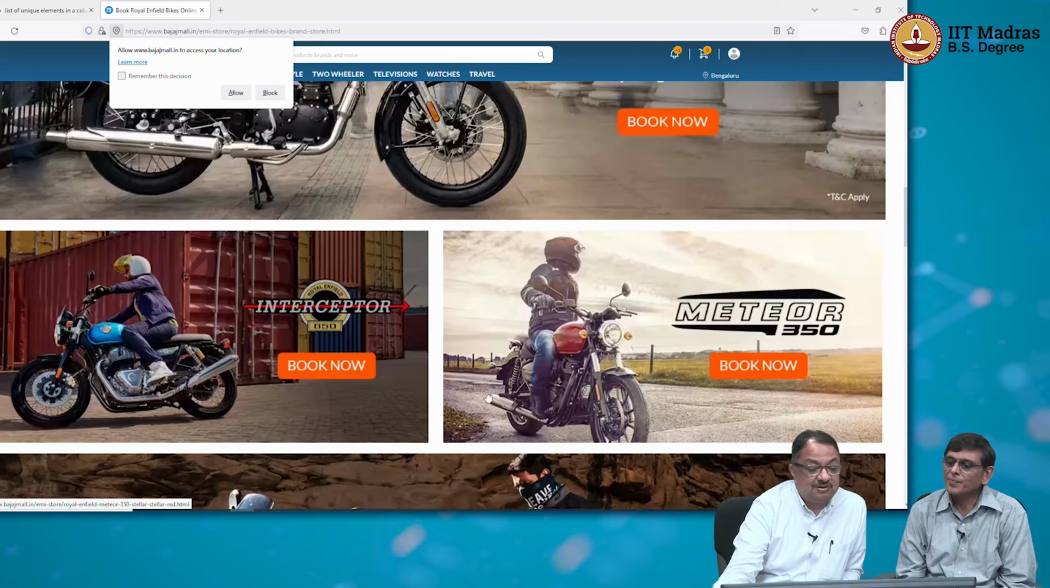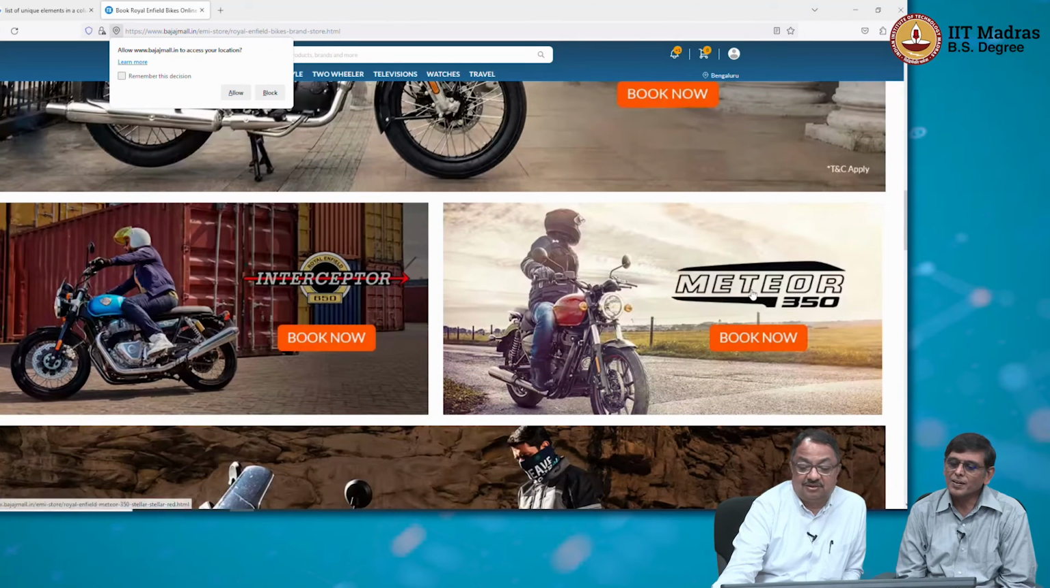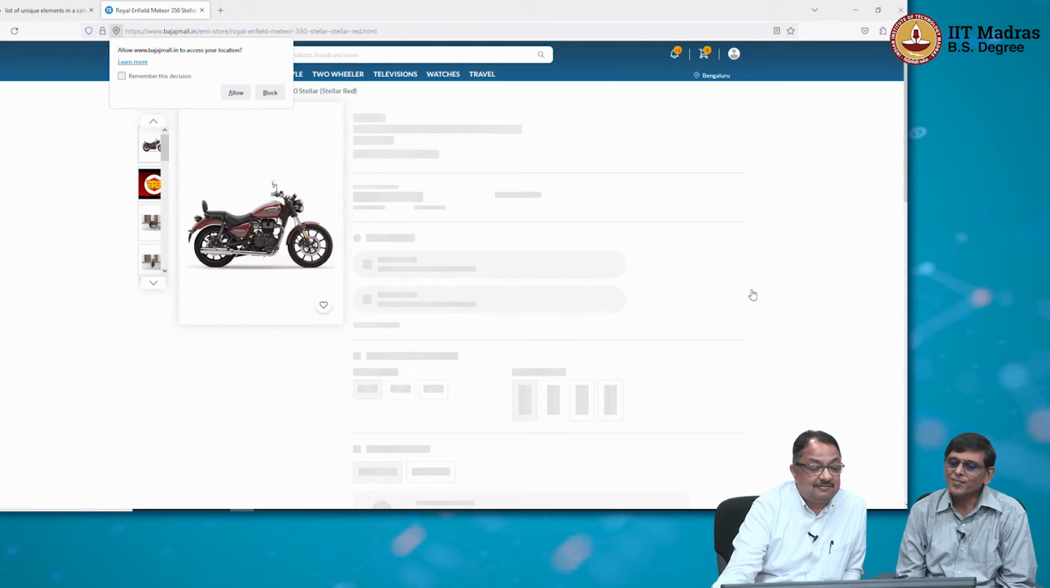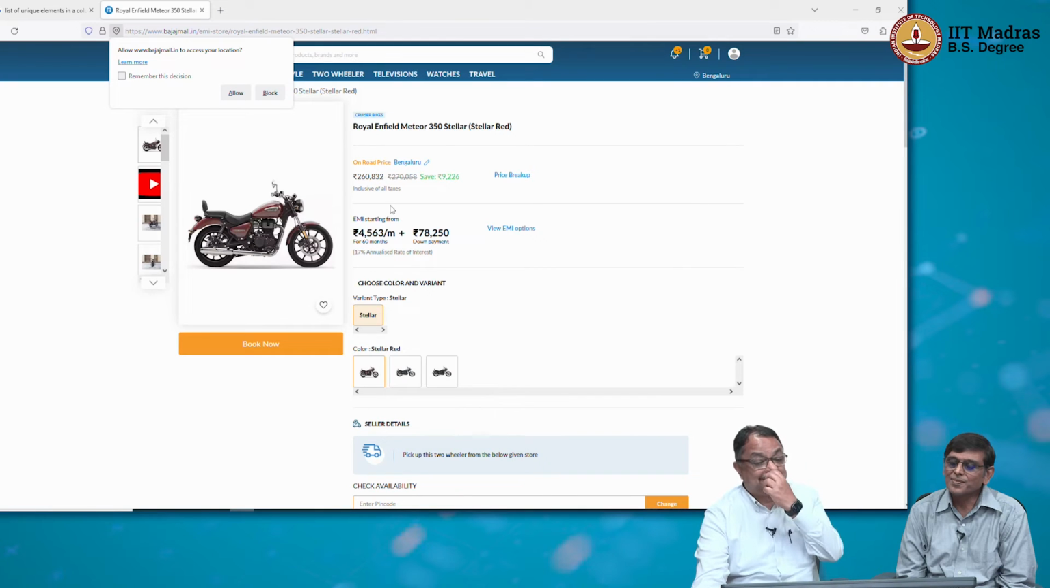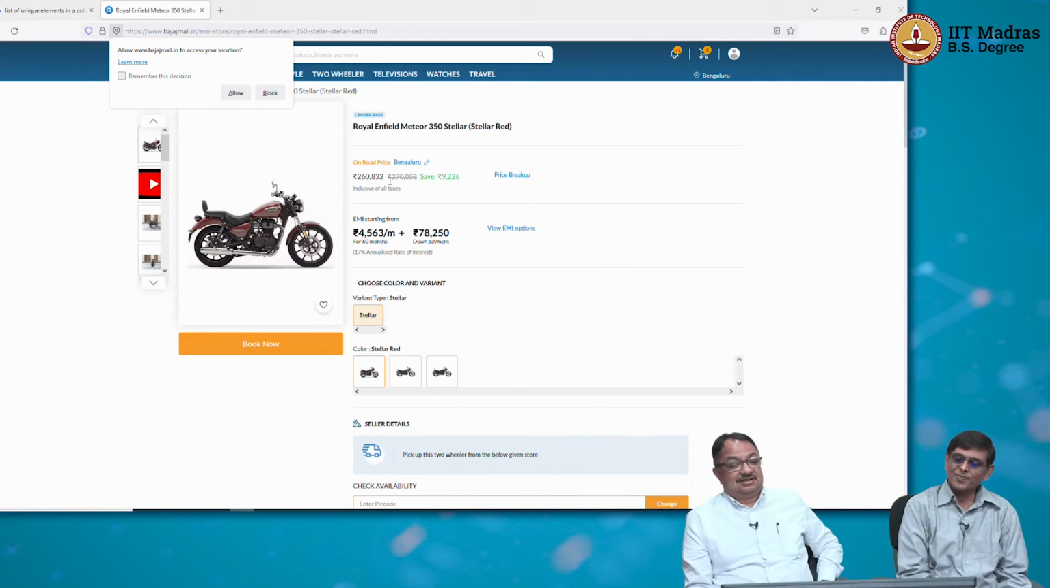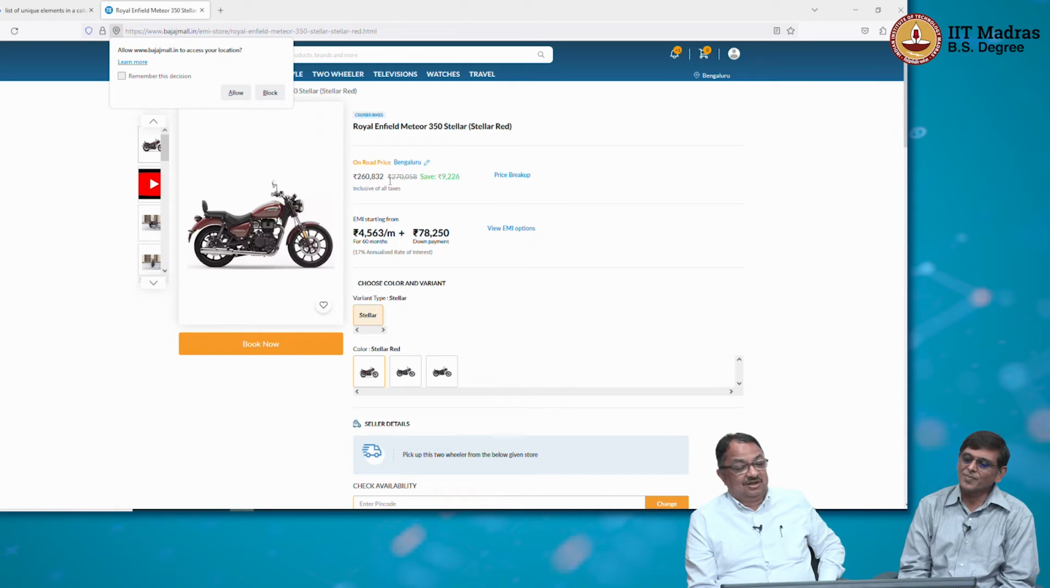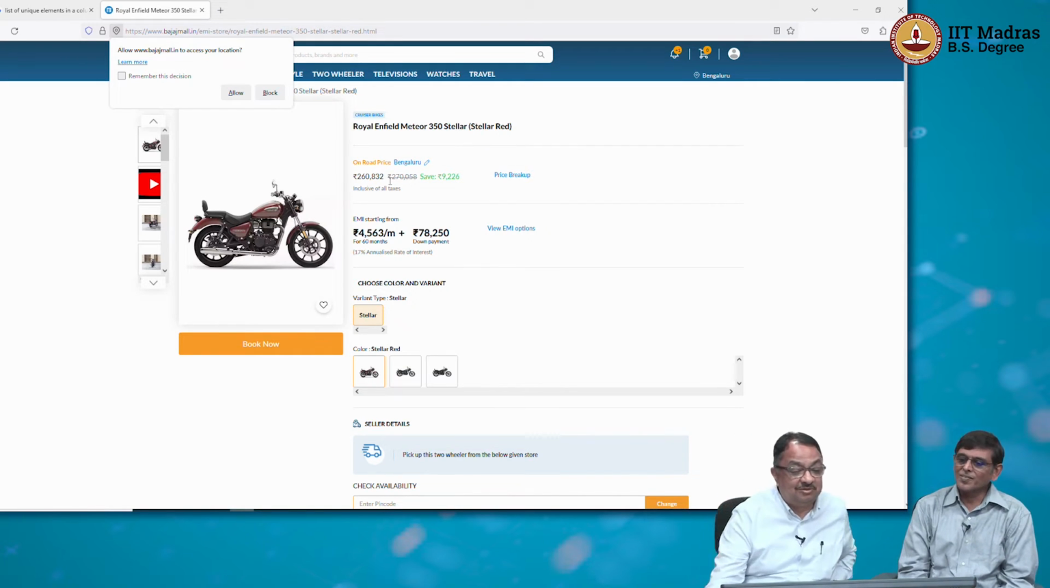Which one shall I book? This one. Let's try Meteor. See, it's there. 2.6 lakhs. You pay 80,000 roughly down payment, and then you pay 4,500 a month. For how many months? For 60 months.